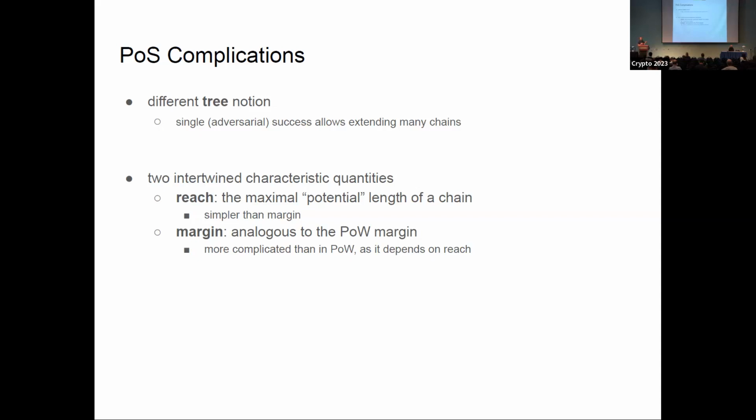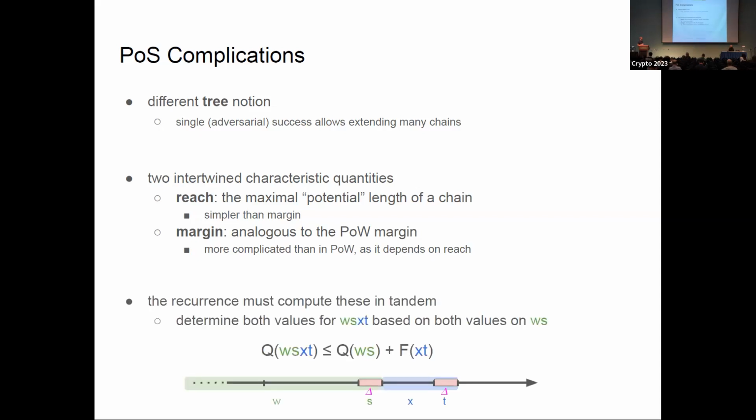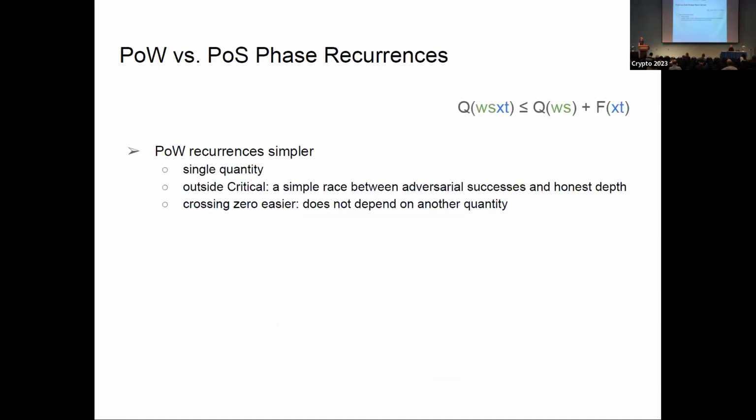But then there is a proof of stake version of margin that is defined in the same way, or a very similar analogous way, as the proof of work margin. However, its analysis is more difficult because in the proof of stake case, it depends on the previous quantity on the reach. And so all the recurrences that we obtain need to compute these two quantities in tandem. And this is what the recurrences that we obtain for proof of stake also do. So we do get such recurrences for proof of stake.